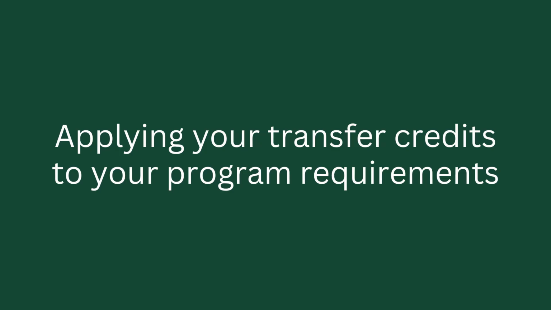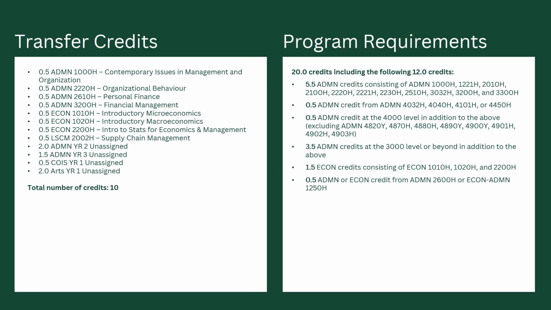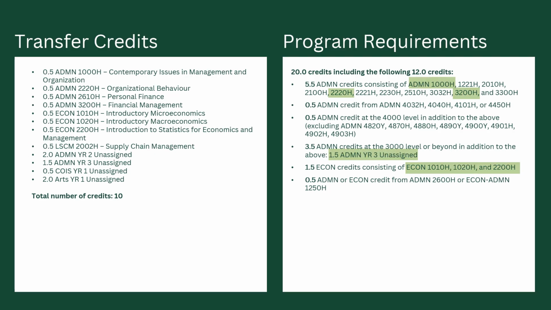Now let's look at how to apply transfer credits to program requirements and how to tell what there is left to take. On the left, we have the example transfer credits, and on the right, the example program requirements. The total number of transfer credits in this example equals 10. Remember that course codes with an H are worth a half credit. As you can see, I've highlighted the program requirements on the right-hand side with green to indicate where I can use these transfer credits to meet program requirements.